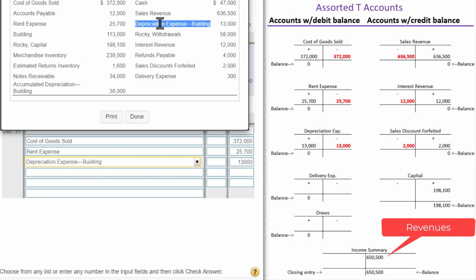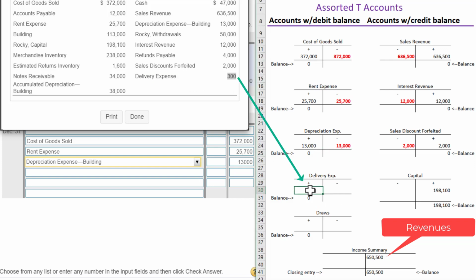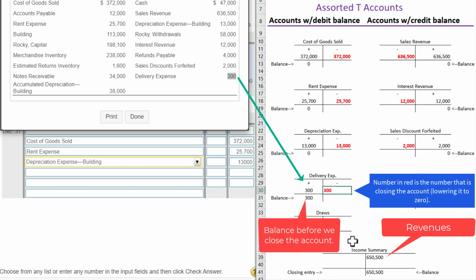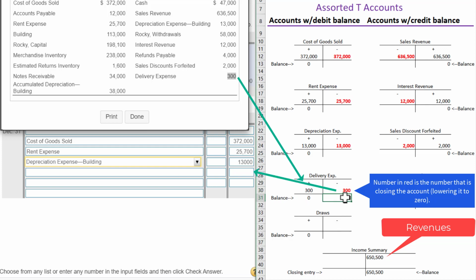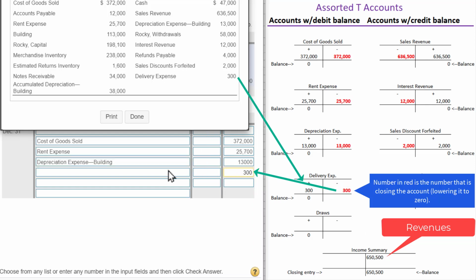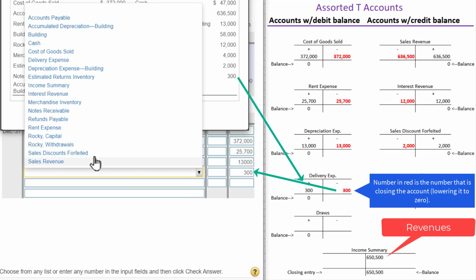Do we have any other expenses? Yes, we do. Delivery expense, $300. So delivery expense, $300. Normal balance is on the plus side. So to close that, obviously, hopefully you're getting the idea of how this works. To close that, I need to put it on the minus side. So the 300 goes over here for delivery expense.